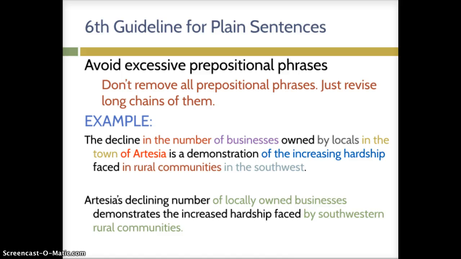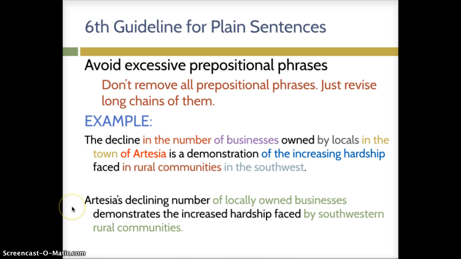Sixth guideline is to avoid prepositional phrases. This doesn't mean that you have to remove all prepositional phrases, just get rid of the long chains of them. Here's an example of a sentence that has way too many prepositional phrases. The decline in the number of businesses owned by locals in the town of Artesia is a demonstration of the increasing hardship faced in rural communities in the Southwest. There are 1, 2, 3, 4, 5, 6, 7 prepositional chains in that sentence.